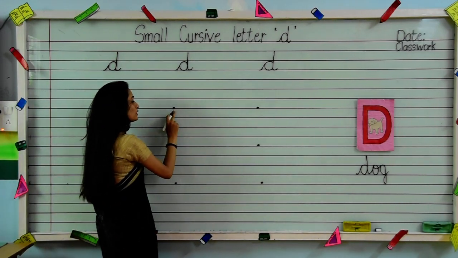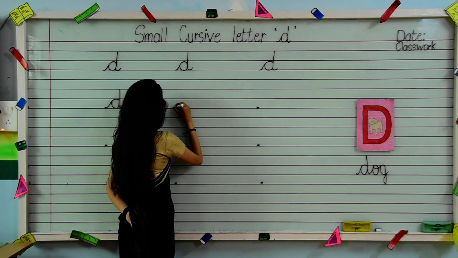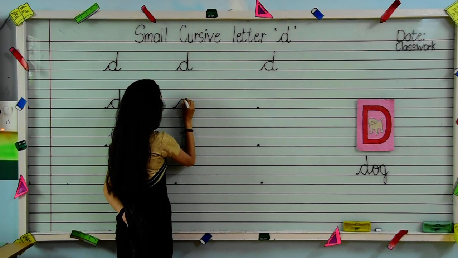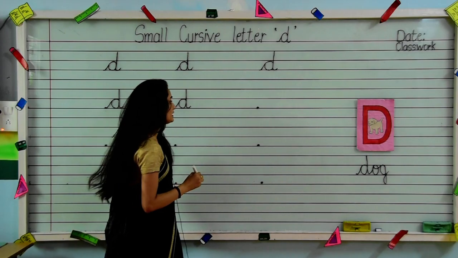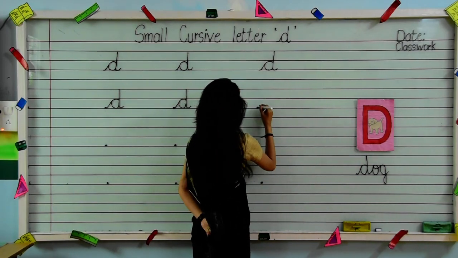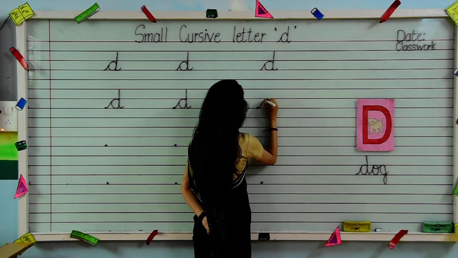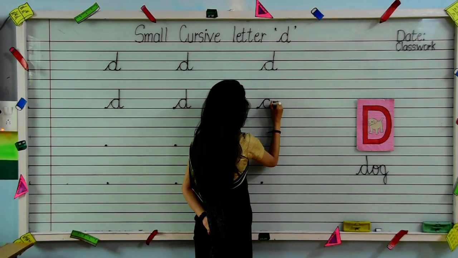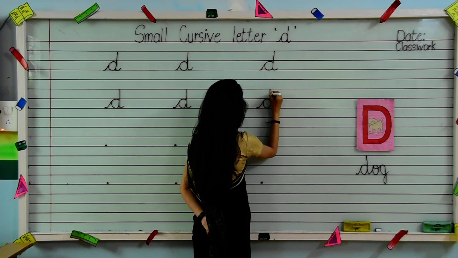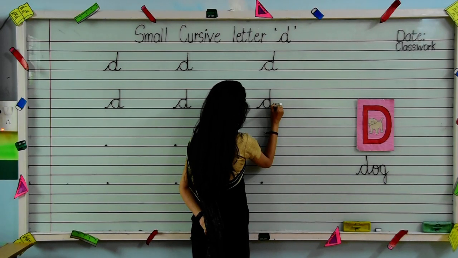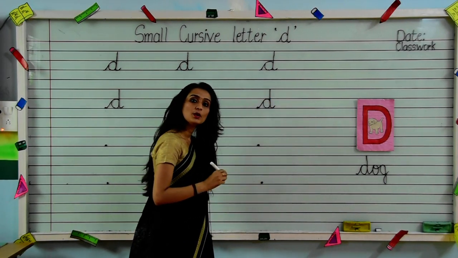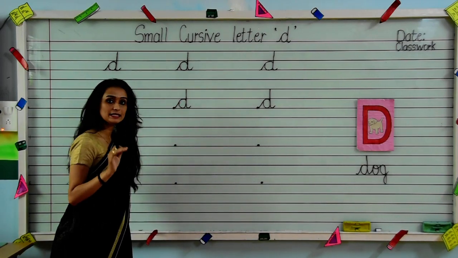Very good. Come on the next dot. Slanting line up. Curve. Make a circle. Go up straight till the first line. Come down, make a standing line and a tail like this. Very nice, kids. Once again let's see. Slanting line up, curve, come back, make a circle, go up straight till the first line, come down, make a standing line and a tail like this. Very good. Keep it really neat and clean.